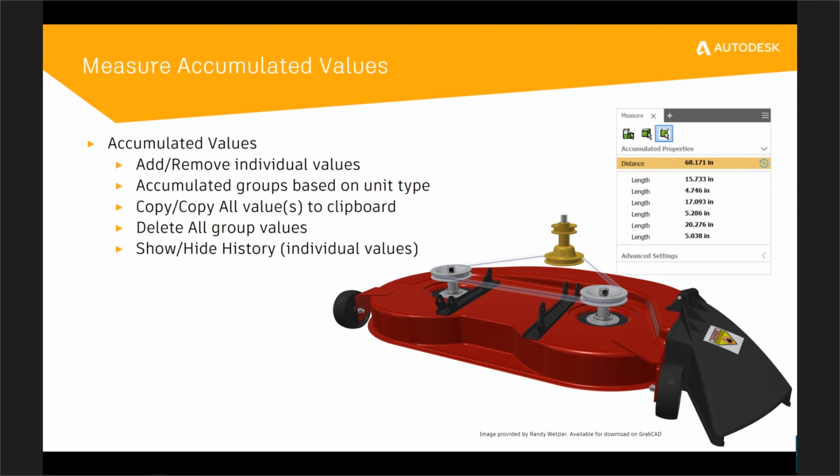So what Accumulate does is it allows you to go in and select geometry and think about it as the memory button on your calculator. It'll also organize it based on if it's a surface area measurement, an angular measurement, a linear measurement, and you can have separate groups that you're adding totals of. You can obviously copy those to your clipboard, you can delete groups and values, and you can historically see things that you've added. So we've really taken this idea of, I want to take a bunch of measurements, but I want to save them, and made it part of this accumulate values operation.